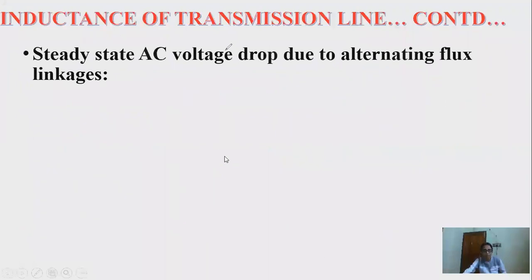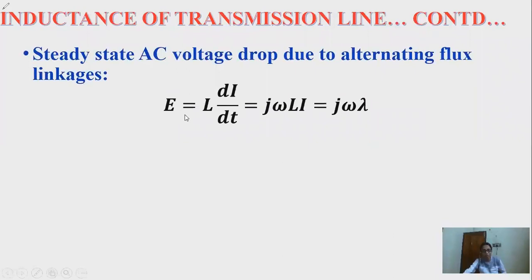For steady state AC voltage drop due to alternating flux linkage, this expression can be written as E equals L into di/dt. Here d/dt can be substituted by j omega. So we can write this expression as j omega into L into I, and that is equal to j omega into lambda. So E equals j omega into lambda.